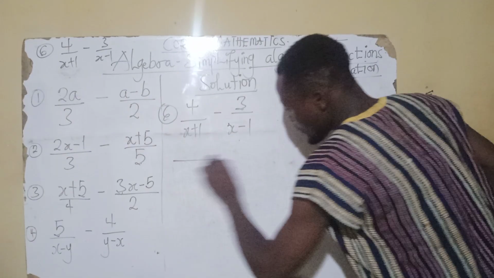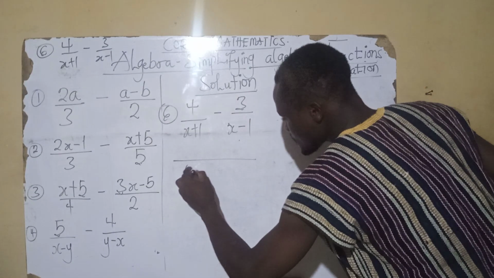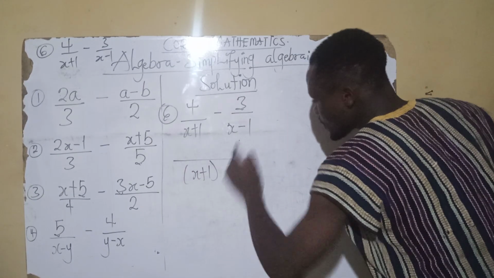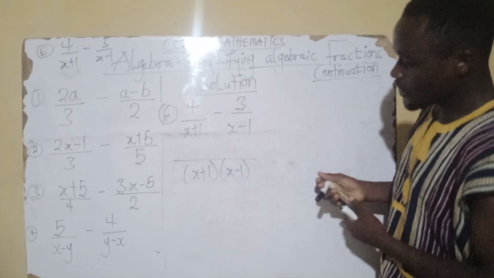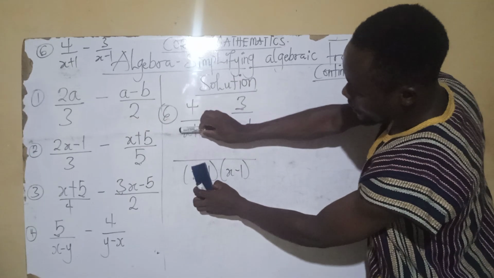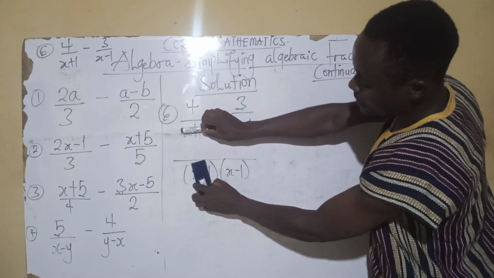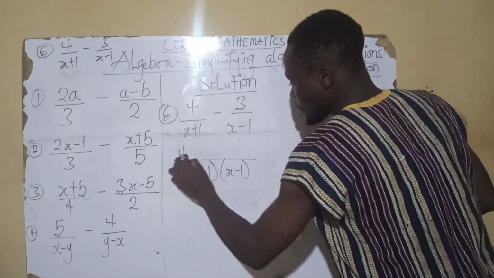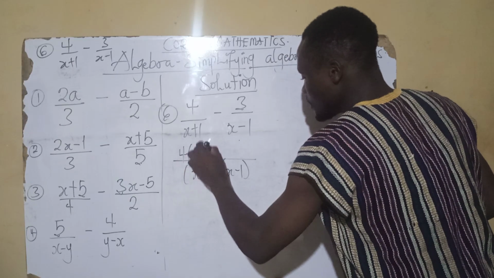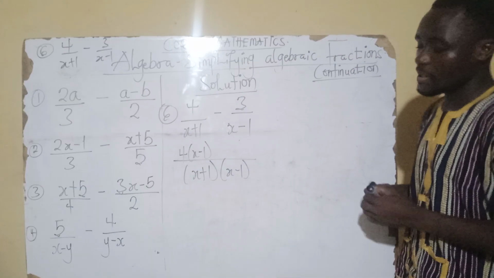So we draw our fractional bar. This one comes, and this one also comes. Are you getting me? Very good. So here we cover this, leaving behind this. So this will come and multiply what we have over there. So we have 4 in a bracket, x minus 1. Are you with me? Very good.